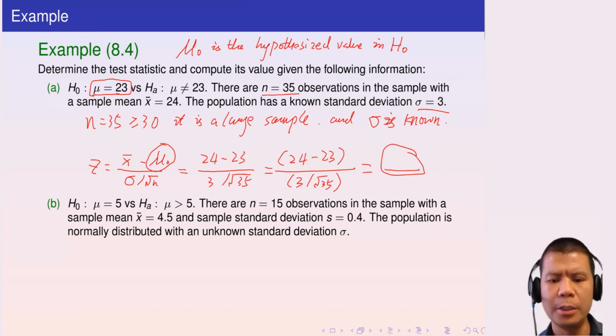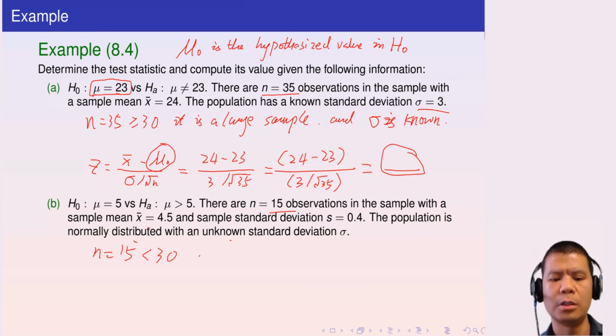B, okay, B. The null is mu equal to 5, alternative mu greater than 5, n is 15. With sample mean and certain sample standard deviation, the population is normally distributed with the unknown standard deviation. So for this one, is n a larger sample or small sample? It's less than 30, right?